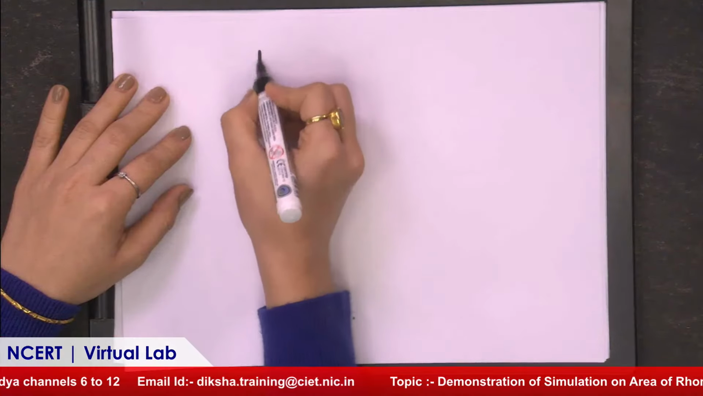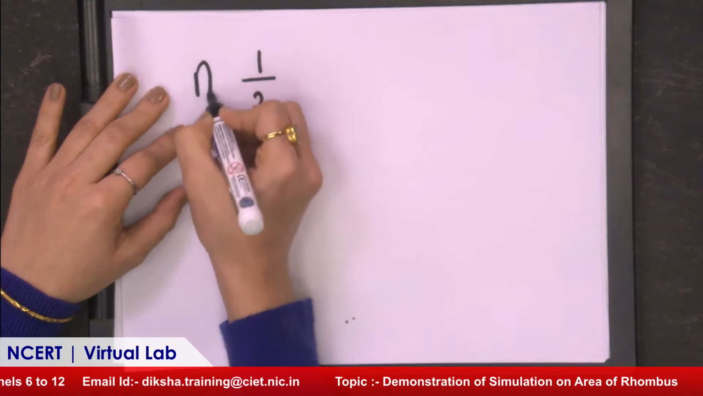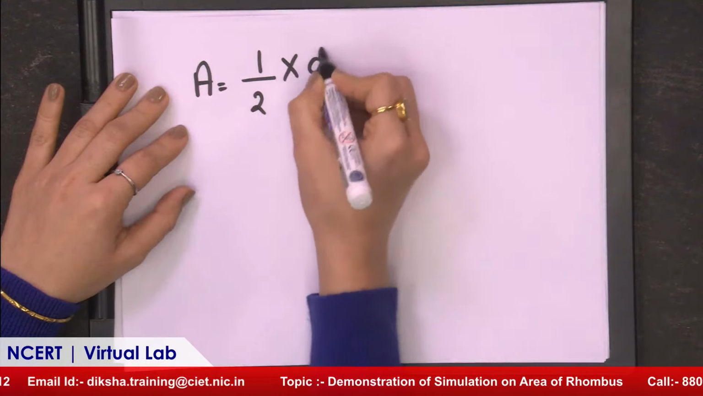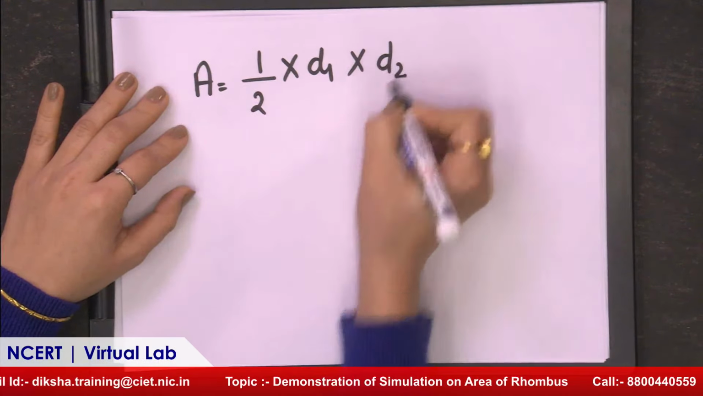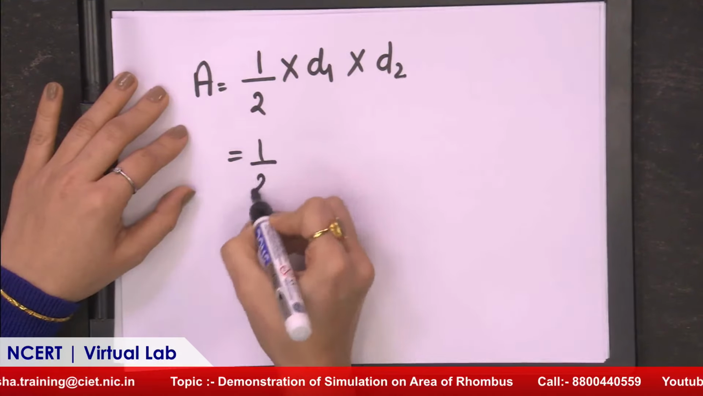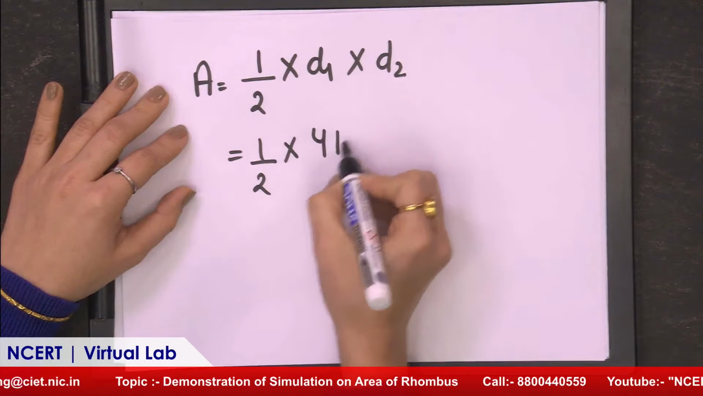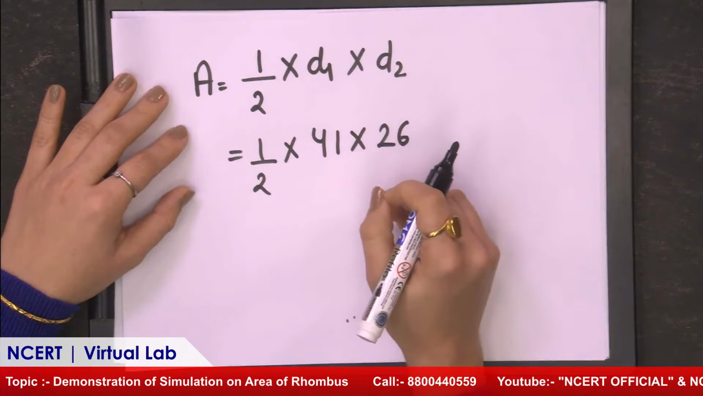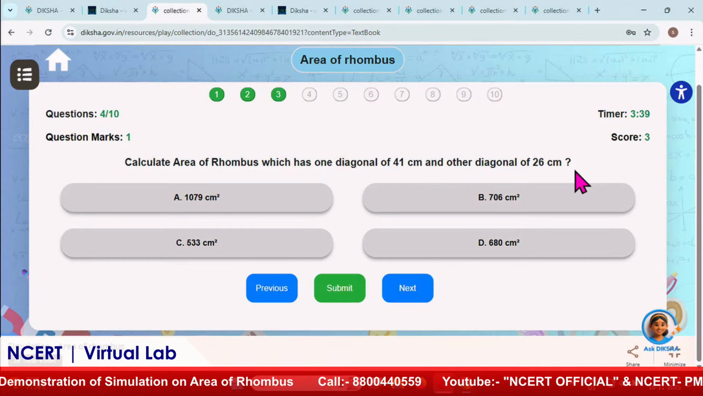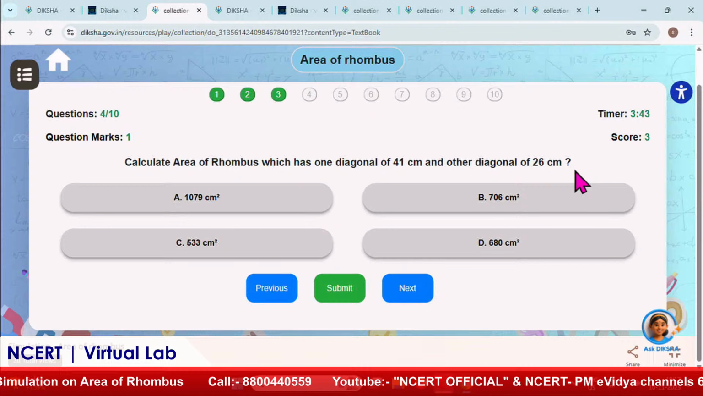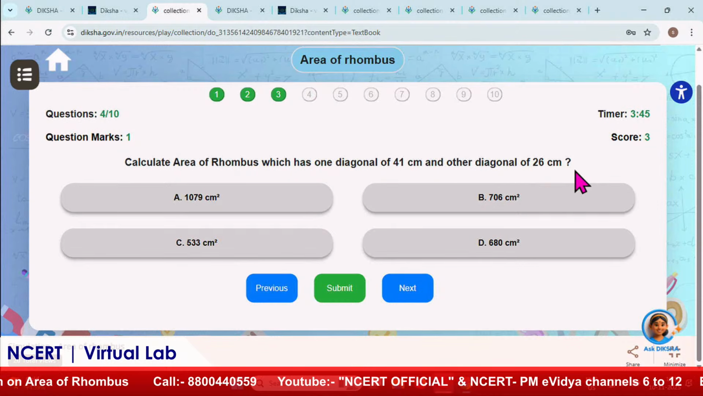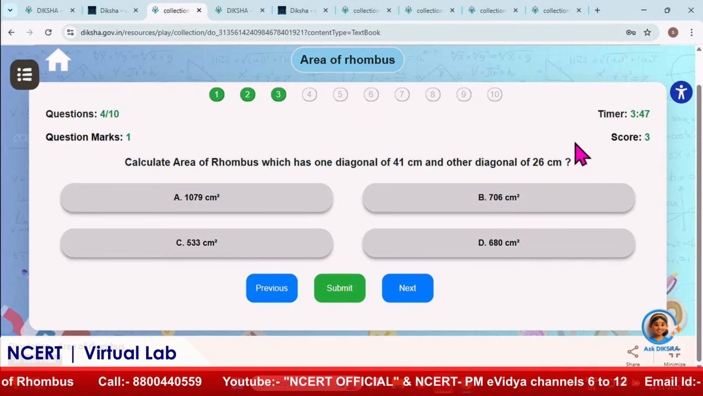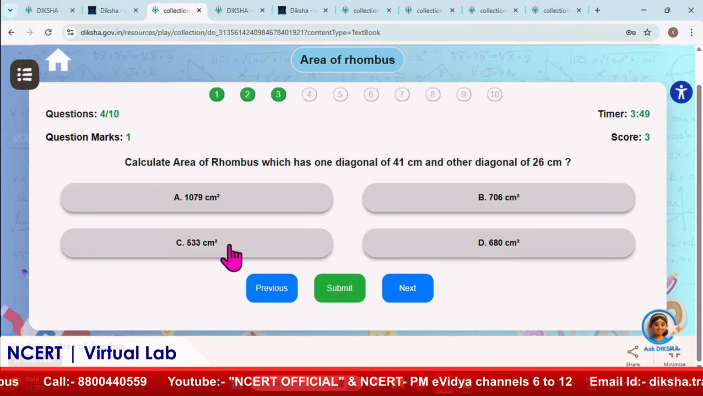So the formula is 1 by 2, the area is 1 by 2 into first diagonal into second diagonal. So this is 1 by 2, the first diagonal is 41 and the second diagonal is 26. Now for the correct answer, we have to do the calculation and we find the answer should be this. And so the correct option is answer C.